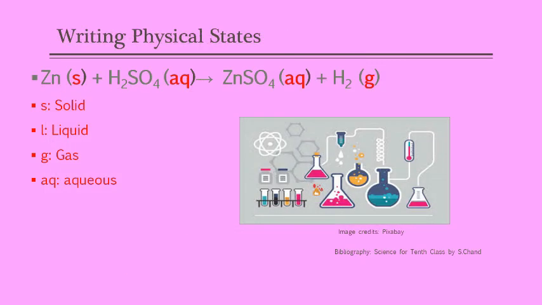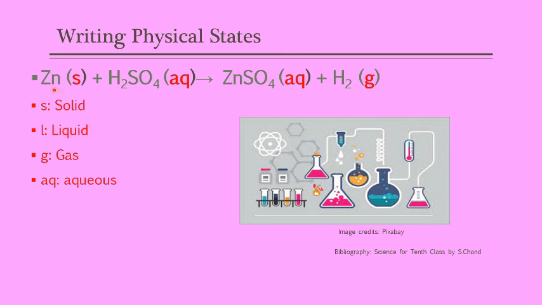Now let's learn how to write the physical states in a chemical reaction. The important physical states are solid, which is indicated by the symbol S, liquid state by L, gaseous state by G, and aqueous solution is indicated by the symbol AQ. An aqueous solution is a solution in which the solvent is water. The physical states of the reactants and the products are shown by putting the state symbols just after their formulae in an equation. It will become clearer from the following example.